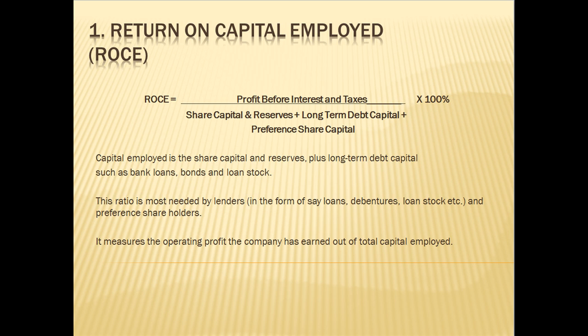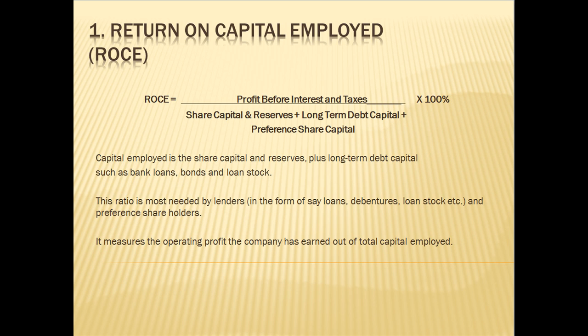Where possible, use the average capital employed during the year. This is usually the average of the capital employed at the beginning of the year and at the end of the year. This ratio is most needed by lenders in the form of, say, loans, debentures, loan stock, etc., and preference shareholders.